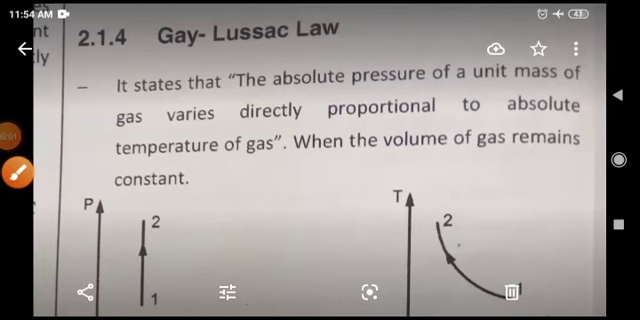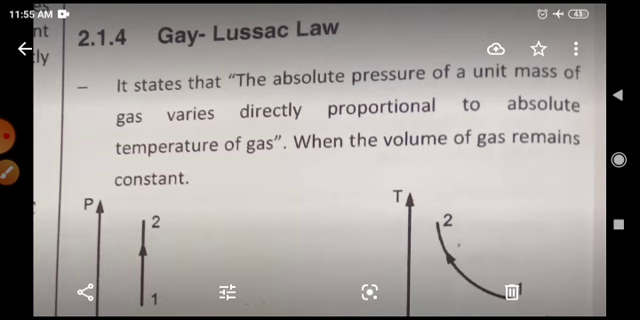Friends, this is the second lecture of the second unit of thermal engineering. The second unit is ideal gas and ideal gas processes. In the first lecture, we discussed two or three laws: Avogadro's law and molar volume.